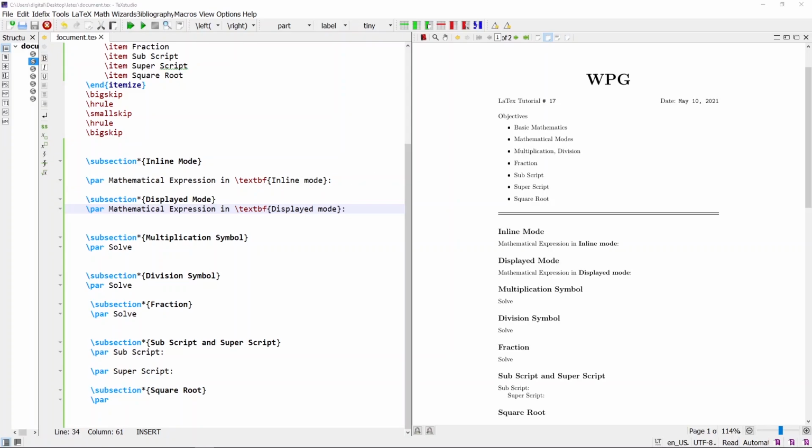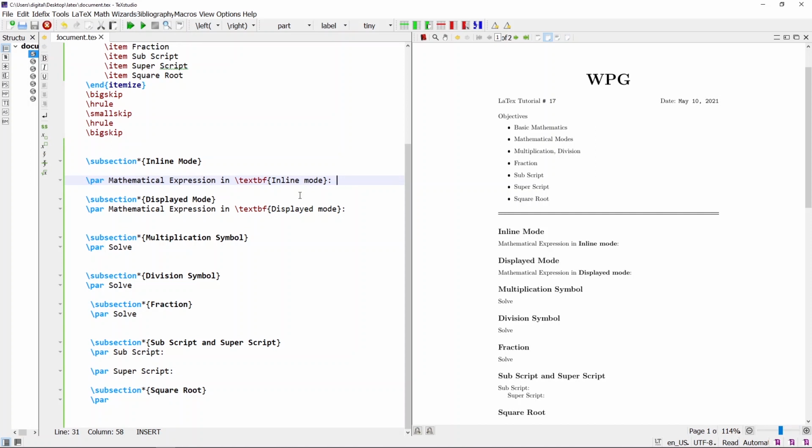Today we will learn about basic mathematics in LaTeX, how to write simple equations consisting of fractions, square roots, subscripts and superscripts. There are two types of mathematical modes. These are inline and displayed modes. In inline mode, the expression is displayed in between the text, while in the displayed mode, the expression is displayed on a new line.